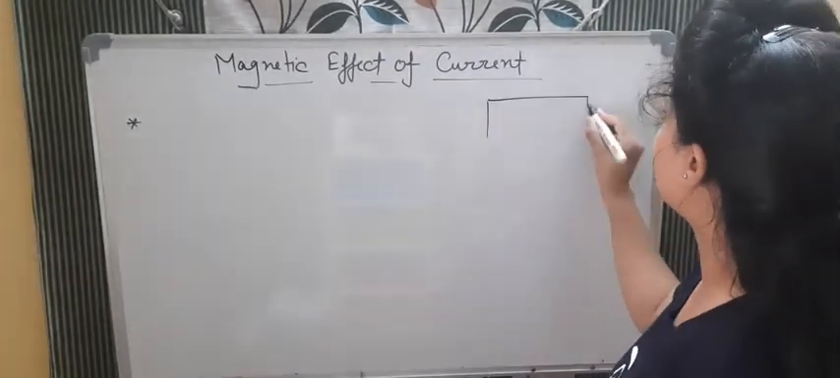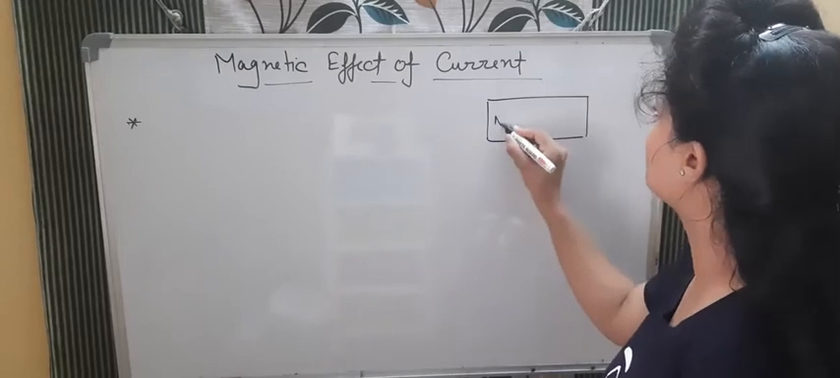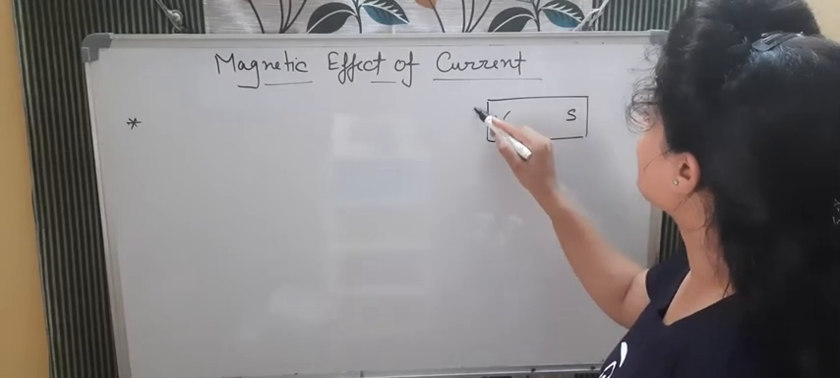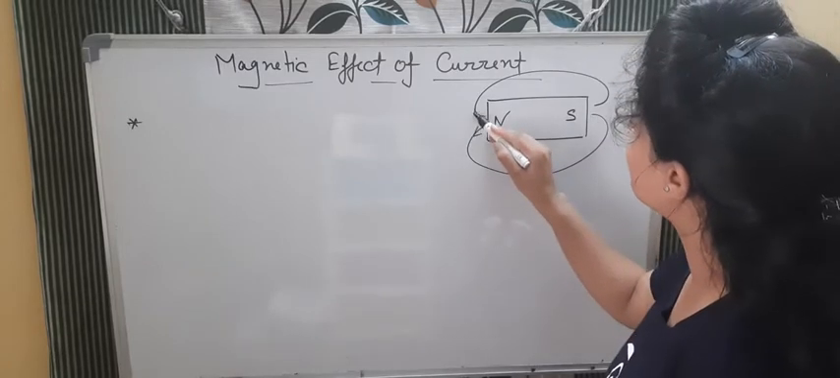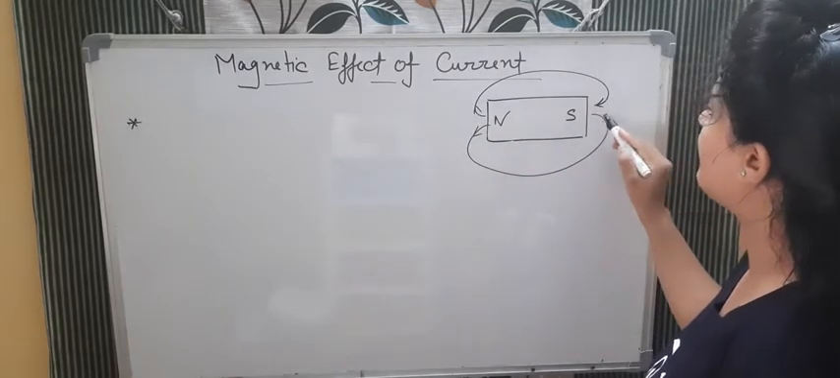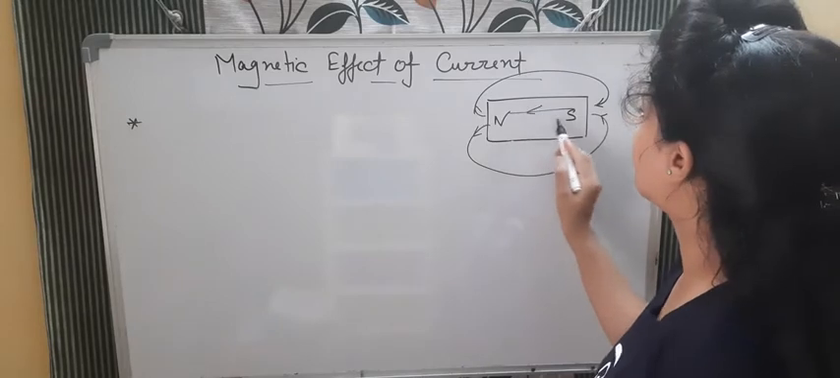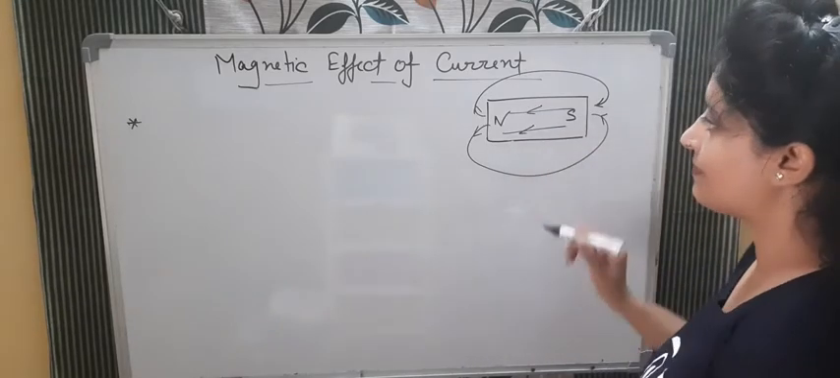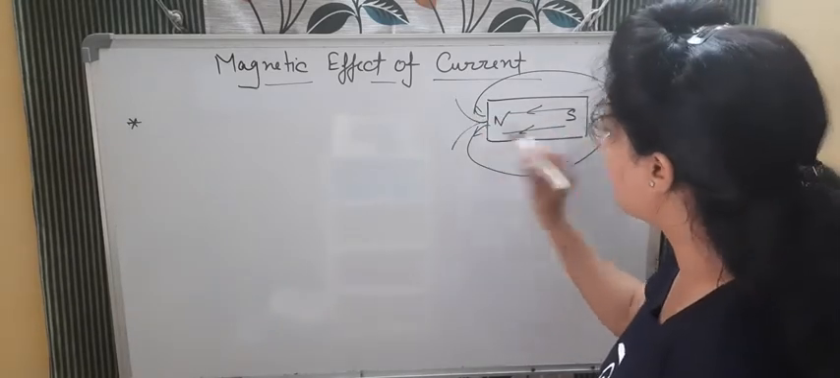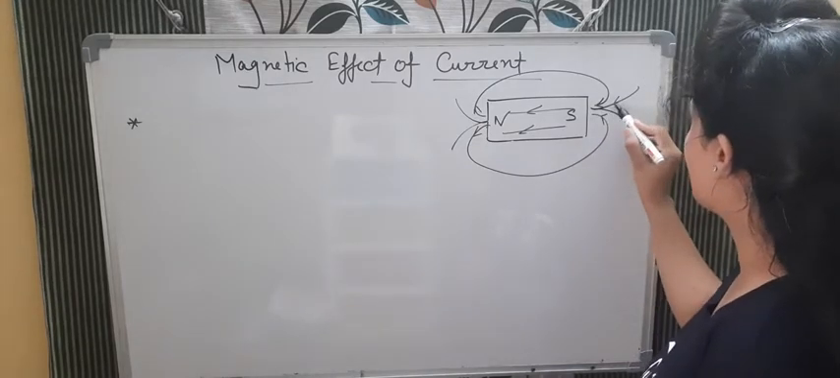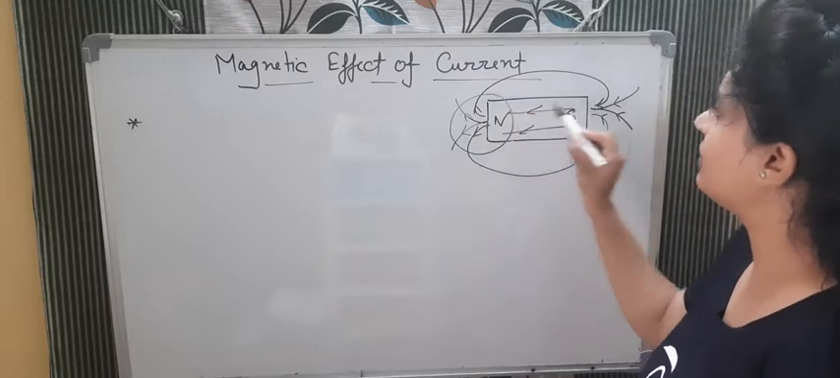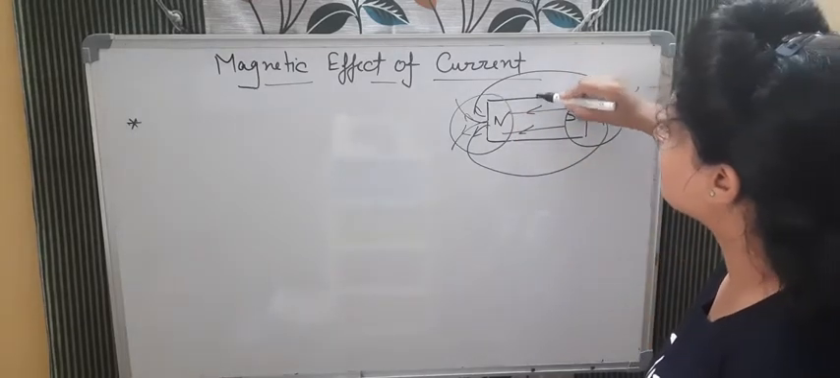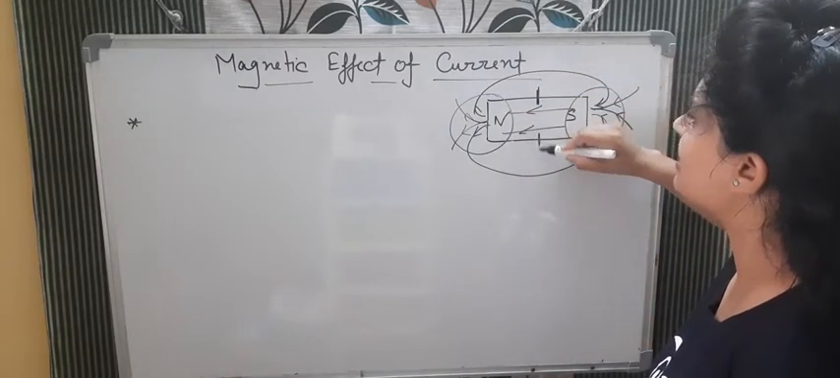What was the diagram? North, south. So magnetic field lines were like this, north to south. Arrow will be like this. They were coming out from the north and entering into south. Inside they were going from south to north. Because there was more crowd near the poles, there will be more magnetic field near the pole. At this neutral region, there is the weakest magnetic field.